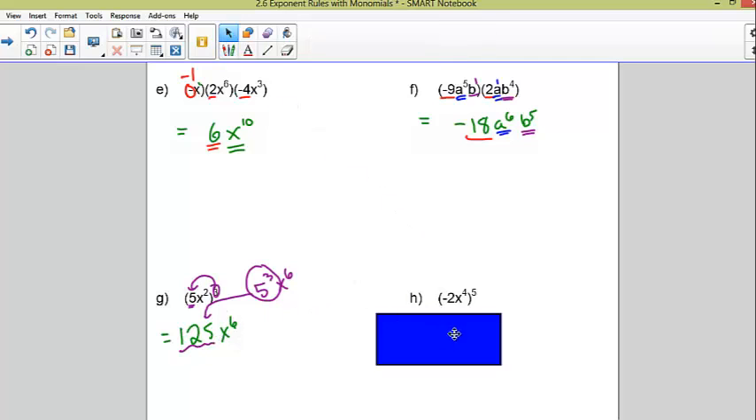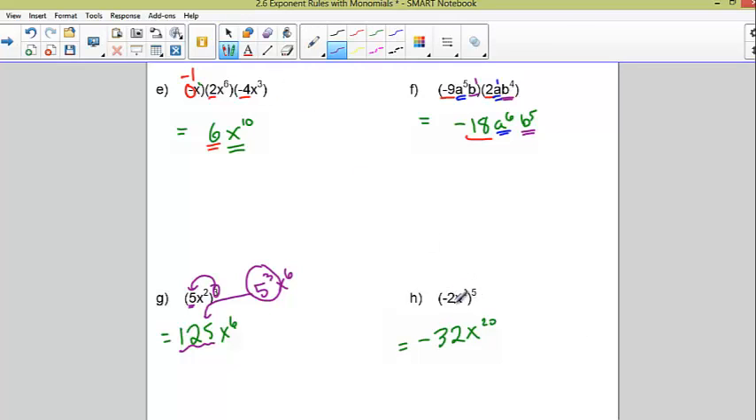Same thing goes for question H. So the negative 2, because it's inside of brackets, is put to the power of 5. It goes negative because it's negative 2 to the power of 5, so an odd number of negatives. So that's where that 32 is coming from, to the power of 5. So the power of 5 gets distributed in. It also gets distributed into that 4, which gives us x to the power of 20.